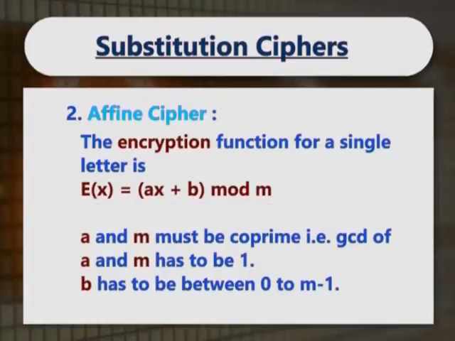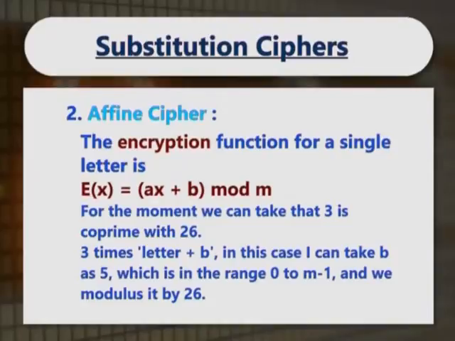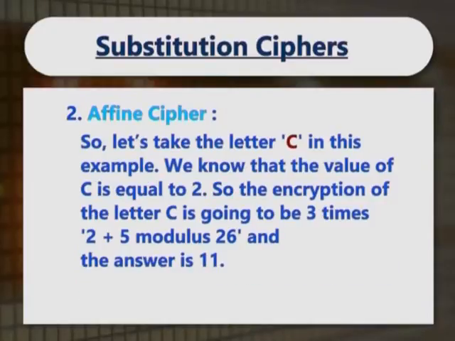The value a must be chosen in such a way that a and m are co-prime, that is GCD of a and m has to be 1. b has to be between 0 and m minus 1. We get to choose what our a and b keys are going to be. For the moment, we can take that 3 is co-prime with 26. So, 3 times the letter plus b, in this case I can take b as 5, which is in the range 0 to m minus 1, and we mod it by 26. So, let us take the letter C in this example.